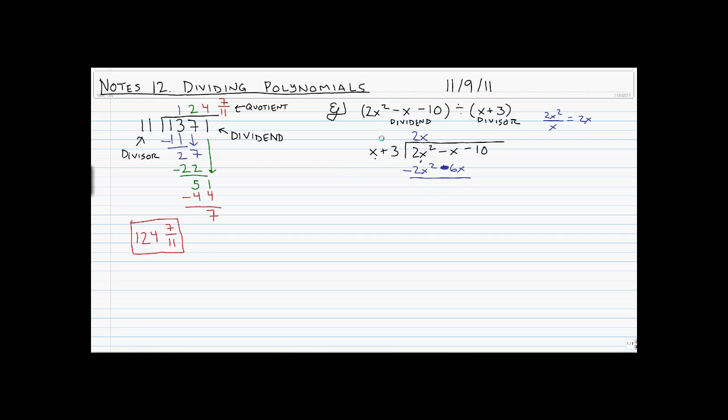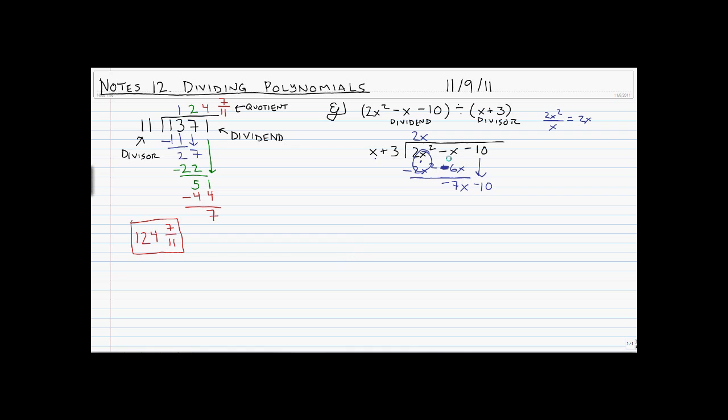Now from there, we do the actual subtraction. So 2x squared minus 2x squared is 0. That first term should always make a 0 because of the way we're doing this. And then negative x minus 6x, or negative x plus negative 6x, is going to be negative 7x. And there we go. We've now found out what's left over when we do that piece. The only thing we had left to do was bring down the next number. So in this case, we bring down the next term, which is negative 10.